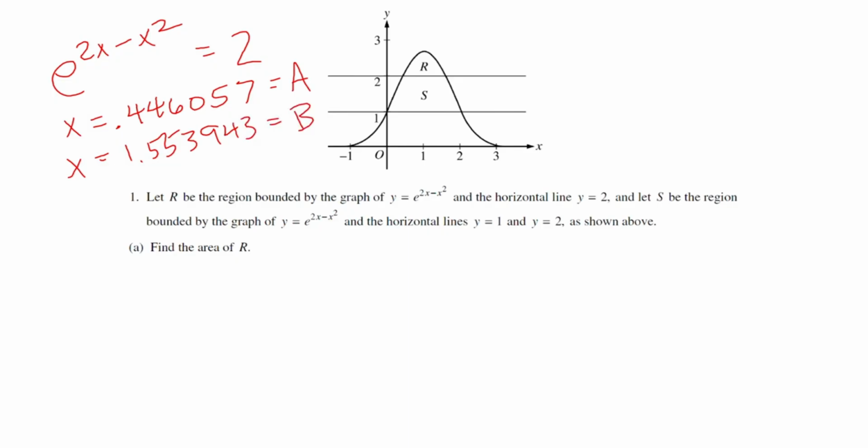And if we want to find the area of region R, we just have to do the upper function minus the lower function integrated from A to B. Well, the upper function is clearly e to the 2x minus x squared. We'll subtract 2 from it, and then throw our dx on there and integrate and get a value.